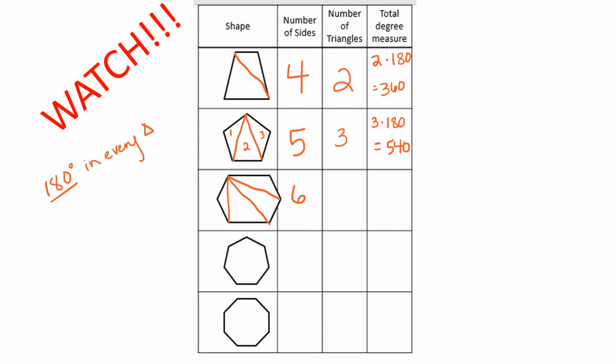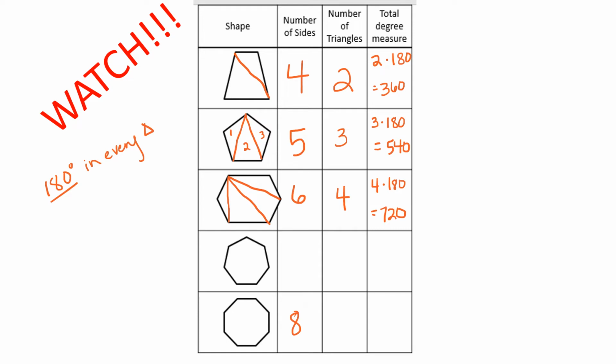I'm going to start at 1 vertex and I'm going to make as many triangles from that vertex as I can. So here it looks like I have 4 triangles. So then I'm going to take 4 times 180, which if I type that into my calculator, 4 times 180 is 720. So let's skip 7 and just strictly move on to 8 here.